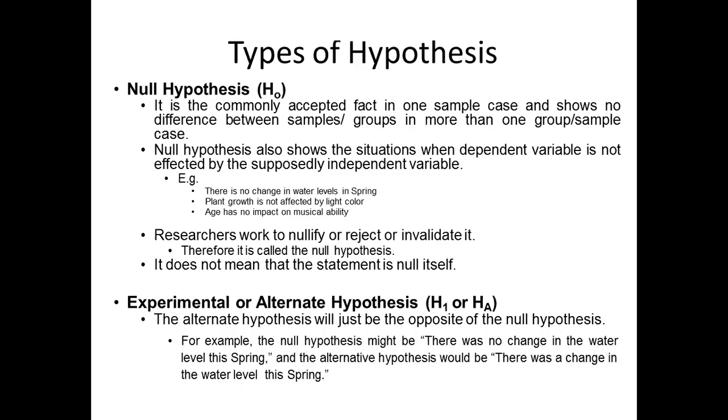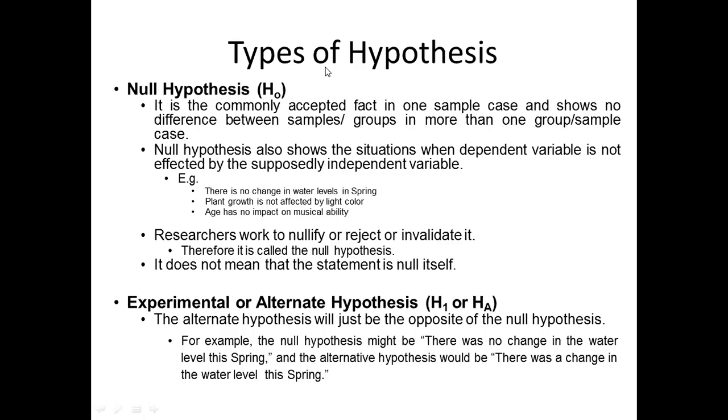Null hypothesis is a commonly accepted fact in a one sample case and shows no difference between the samples or groups in more than one group or more than one sample case, right? So basically, a thing that is generally accepted, an opinion, a concept that is generally accepted in the population is basically what we call a null hypothesis, right? When we have taken one sample from the population. But if we have more than one sample case, then the null hypothesis shows that there's actually no difference between the samples. There's actually no difference between the groups.